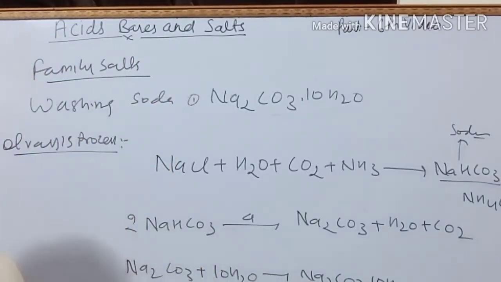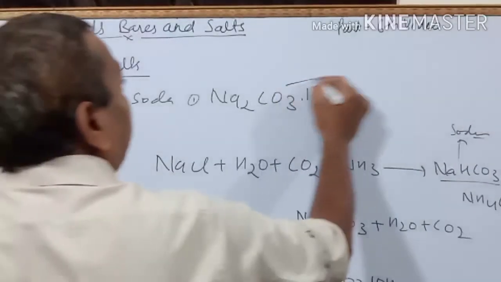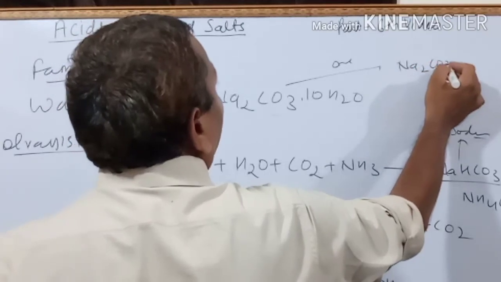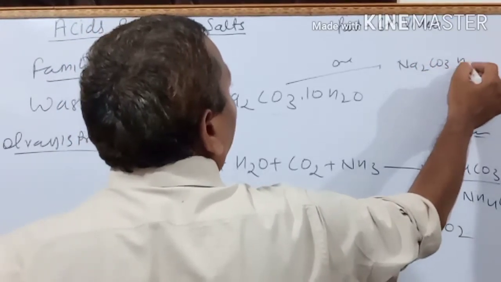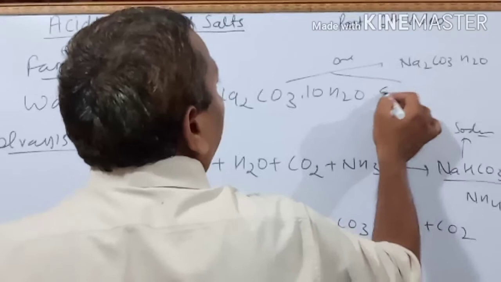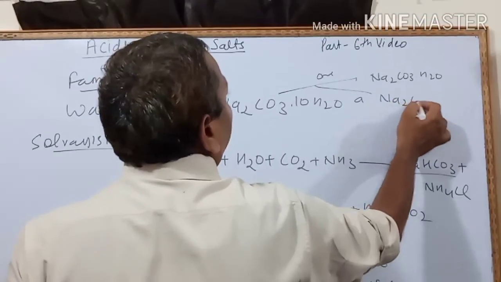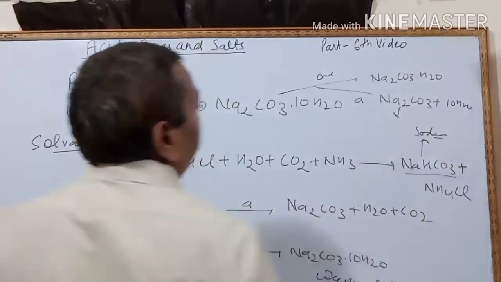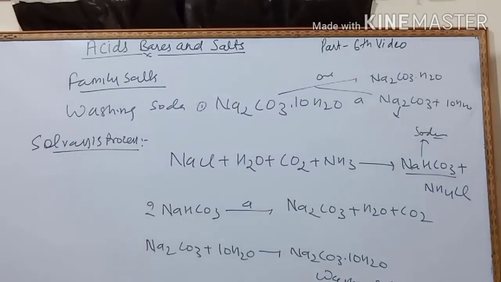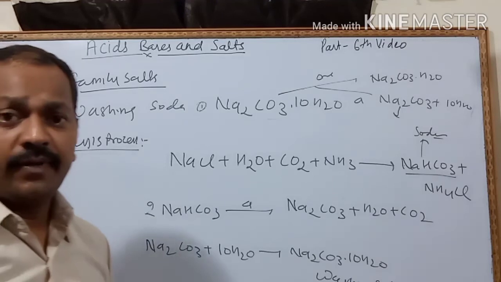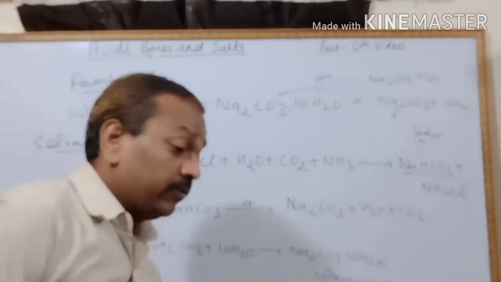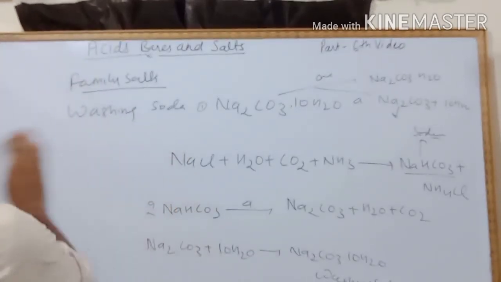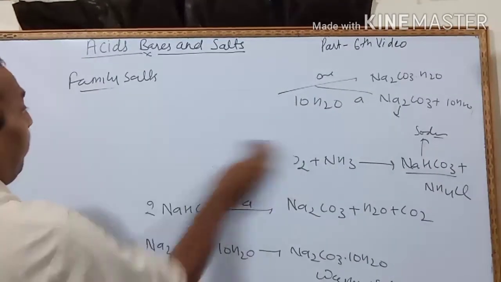Now, children, listen. If it is heated at ordinary temperature, it forms Na2CO3 monohydrate. If we heat Na2CO3 plus 10H2O, this is soda ash. So this is the Solvay process regarding washing soda, and washing soda is also very important in our industrial life. Now the next salt is baking soda.